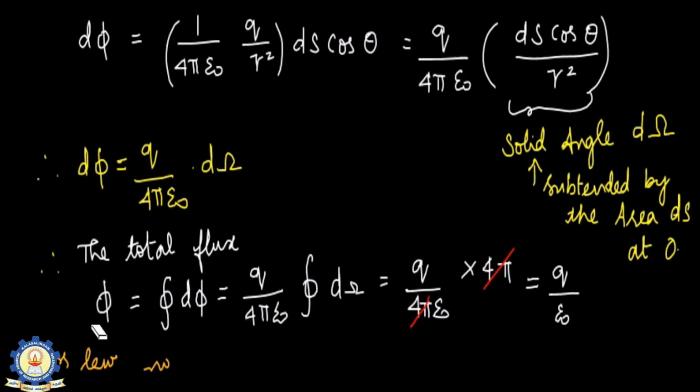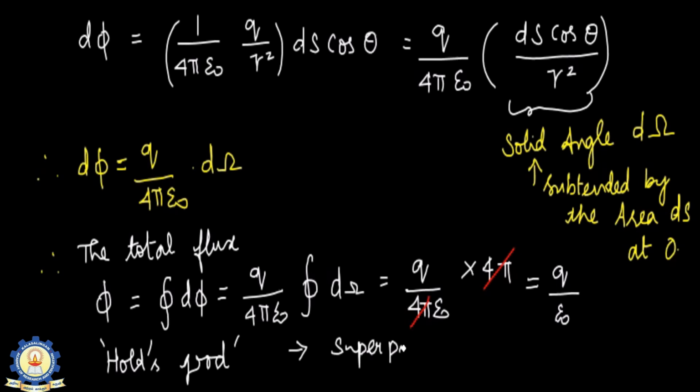This also gives the inference that Gauss law holds true even if there are a number of charges q1, q2 up to qn enclosed by a surface S. We know from the principle of superposition that the electric field due to a number of charges is the vector sum of their individual fields.